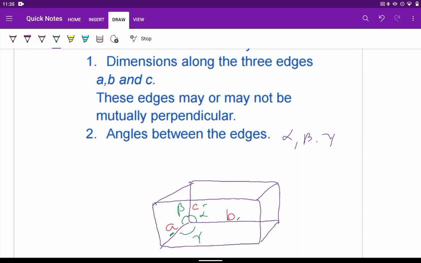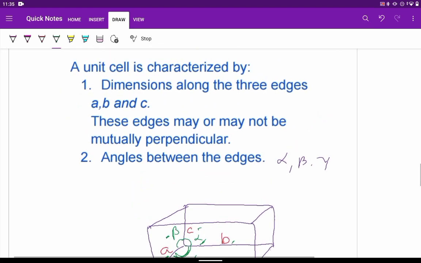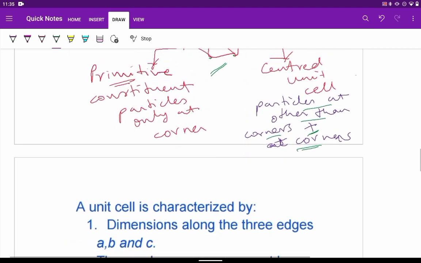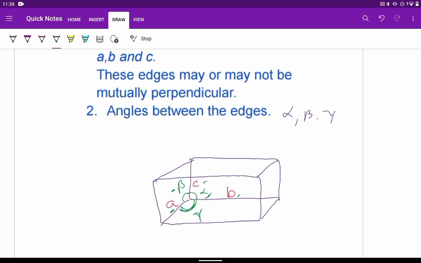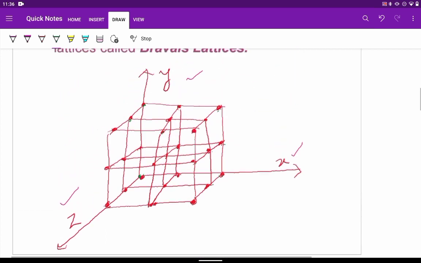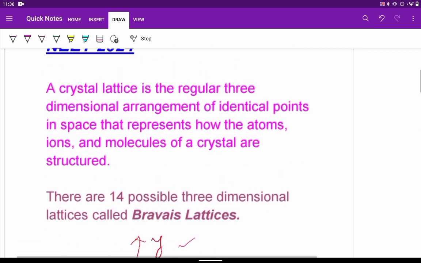And there are angles between the edges which are represented by alpha, beta and gamma. You can see here alpha, this is beta, and this third one is gamma. So alpha, beta, gamma are the angles between the edges. With this I have described the unit cell and its characteristics, along with this diagram, and also the two broad types, primitive and centered unit cell. Before that I told about the crystal lattice.